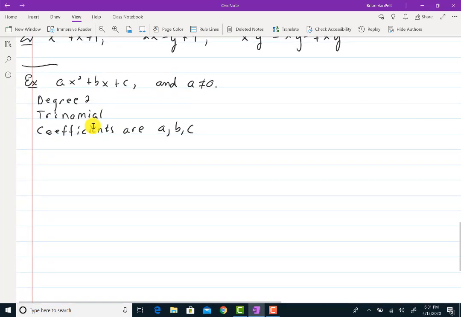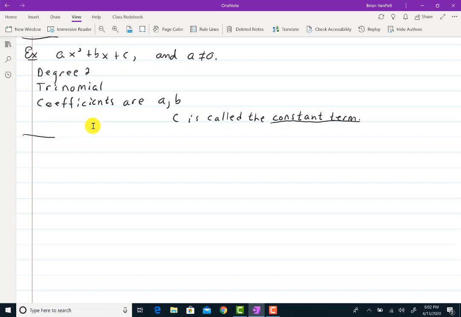In fact, I made a slight mistake there. The coefficients are actually the numbers attached to x. c is called the constant term. So I should be careful about that. Coefficients are only attached to powers of x, non-zero powers of x, actually. So let's continue on here.